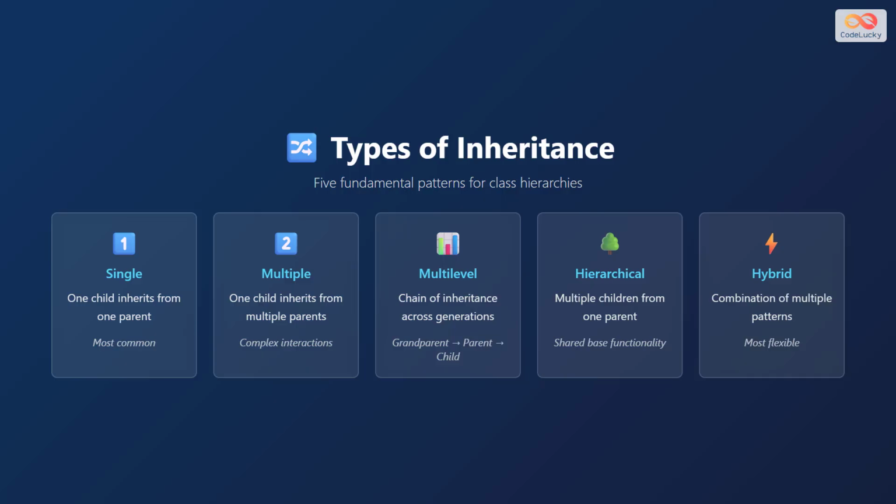Finally, hybrid inheritance combines different inheritance patterns together. Each type serves different purposes depending on your application's design needs. Most programming languages support at least single and multi-level inheritance, while some also support multiple inheritance.